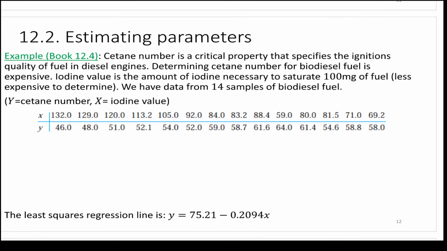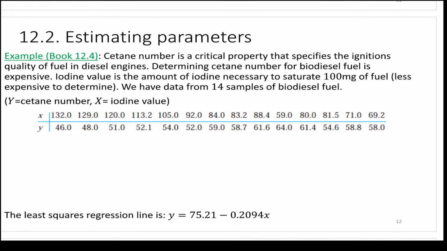All right, so we got an example to do all this stuff ourselves. Go through and calculate all of this stuff. This example says cetane number is a critical property that specifies the ignition quality of fuel in diesel engines. Determining cetane number for biodiesel fuel is expensive. Iodine value is the amount of iodine necessary to saturate 100 milligrams of fuel, and is less expensive to determine.